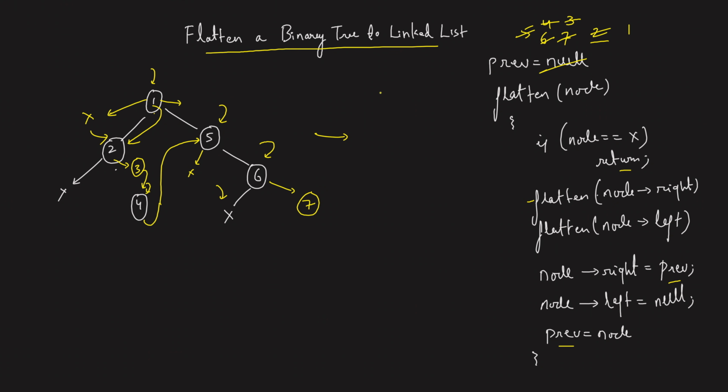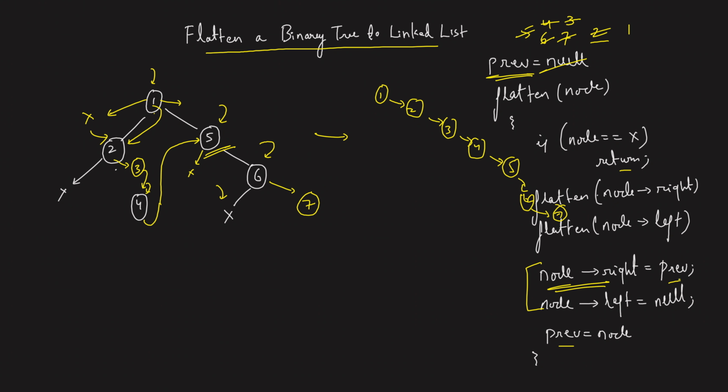Ultimately if you rewrite this, this is equivalent to saying 1's right points to 2, 2 points to 3, 3 points to 4, 4 points to 5, then to 6, and then to 7 and so on. Correct? So what I did was very simple. The guys whose post order was completed, I stored in previous. And whenever I went to that, I just attached it to that. That's it.